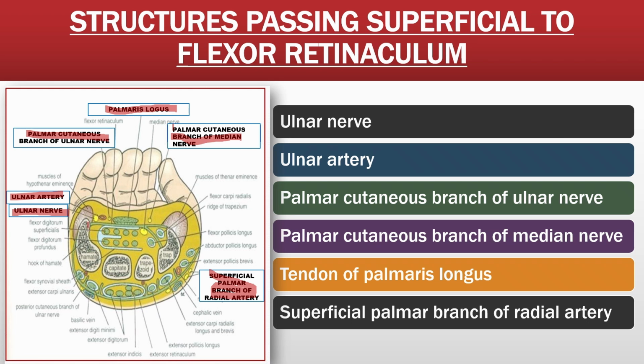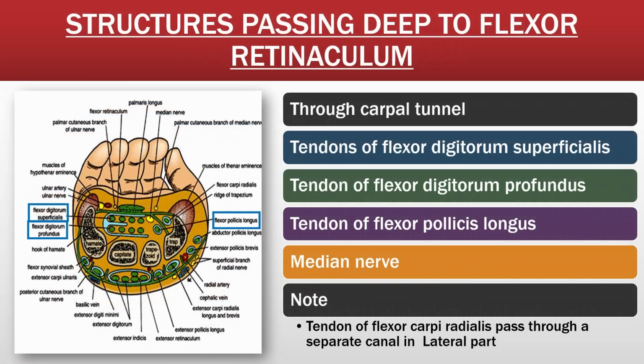So you can see the structures passing superficial. This is your flexor retinaculum, and these are the structures which are passing superficial to the flexor retinaculum. So this is the list of the structures. You have the ulnar nerve, the ulnar artery, the palmar cutaneous branches of the ulnar and the median nerve, and the tendon of the palmaris longus passing above the flexor retinaculum and entering into the hand.